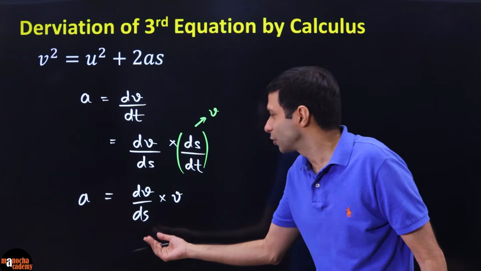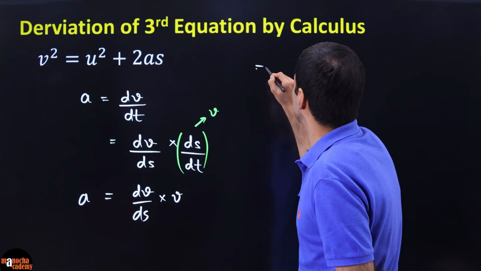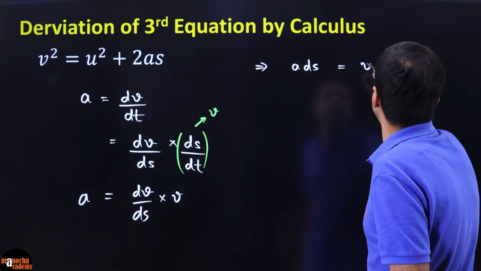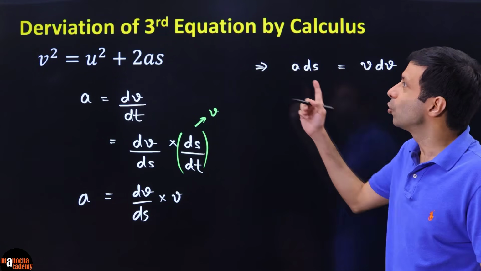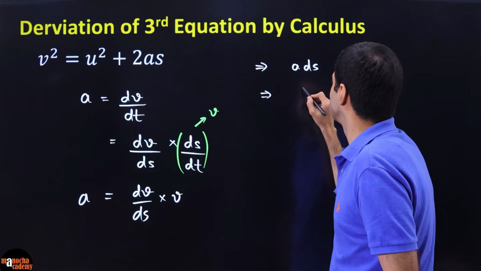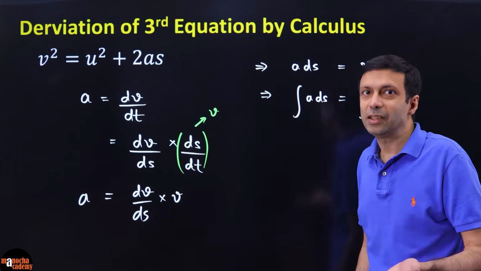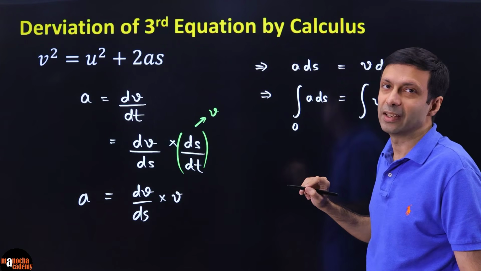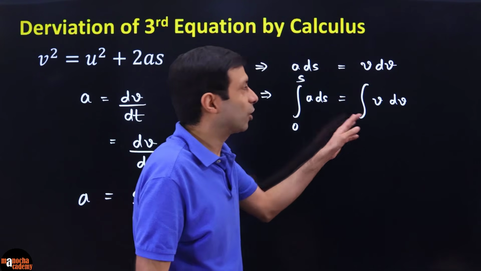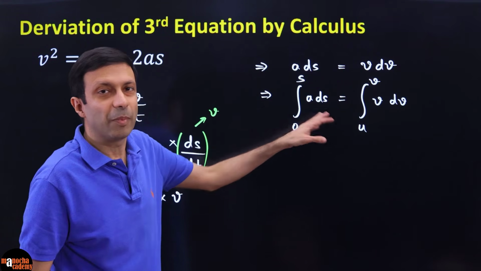Now what do we do? Just cross multiply, bring the ds this side, and let's do some maths integration. So what will we get here? We can do a ds equal to v dv. Okay. And now to get that equation, let's integrate on both sides. So what will be the integration limits here? Let's say initially the displacement is 0 at the initial point, right? And the final displacement is s. And when I integrate velocity, the initial velocity we denote by u and the final velocity by v. So these are my integration limits.